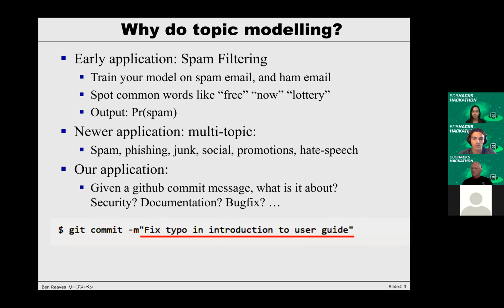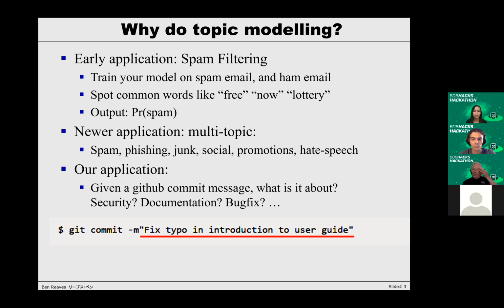So first of all, what is topic modeling? What are we doing here? An early application of topic modeling is spam filtering. So, you get an email, a lot of them are spam. You can spot it right away. It has words like free, now, lottery, car insurance, newspaper subscriptions that you don't want. So you can spot common words like that.